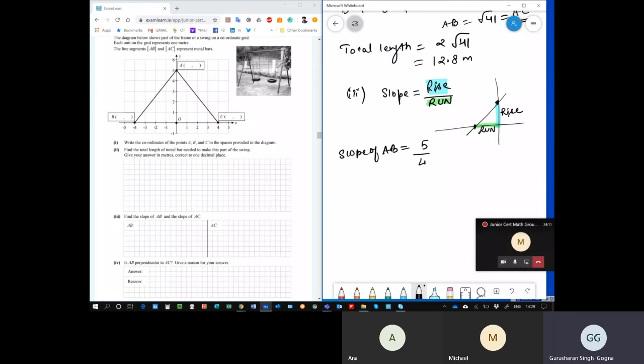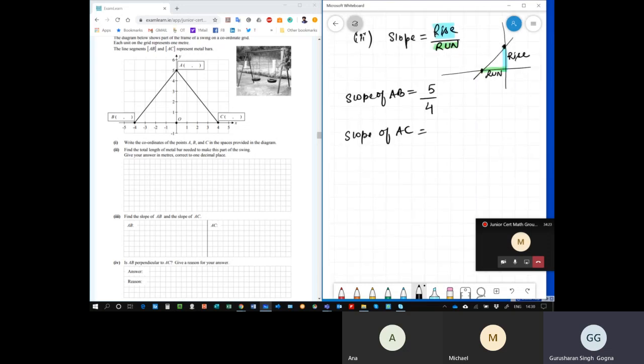And what's the run? 4. So 5 over 4 is the slope of AB. Okay. Similarly, slope of AC would be the same, 5/4, but you need to put a negative sign here. And the reason for the negative sign is because it is declining, it's going down.